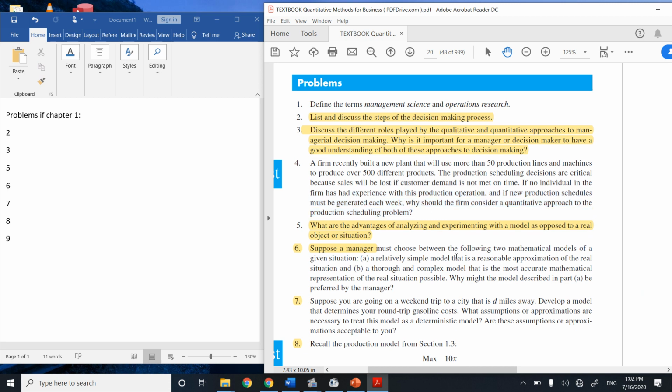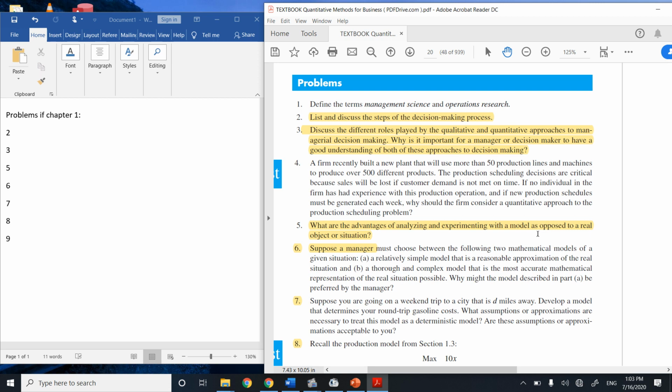So what are the advantages of analyzing and experimenting with the model as opposed to a real object situation? So models have some advantages, which is they are taking less time, less cost, and less risk, okay, over the real experiment without a model.